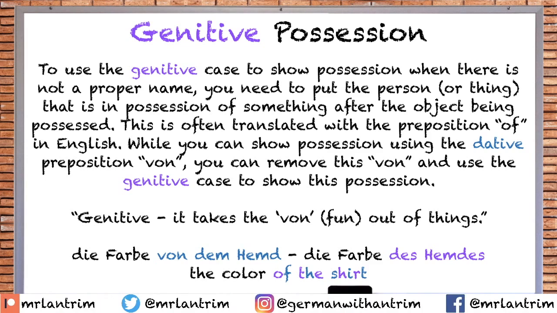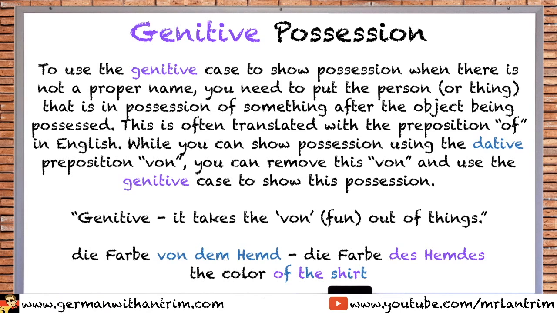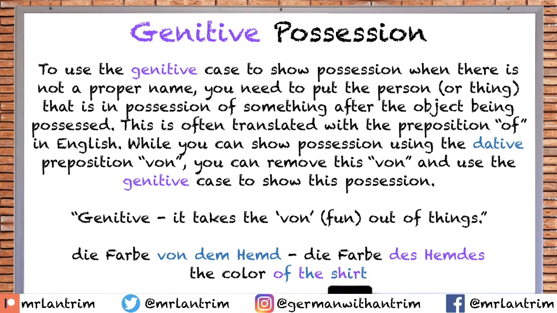And whenever you take out the von, that thing after that other noun there, in this case des Hemdes, is now genitive. So die Farbe von dem Hemd, which is the color of the shirt, is the exact same thing as die Farbe des Hemdes, which still means the color of the shirt. So it's the exact same thing, still means possession, still shows you that the color belongs to the thing in purple here, which is the shirt, okay? And that is des Hemdes.